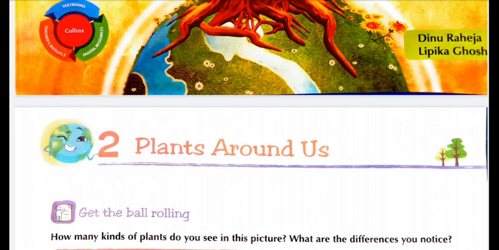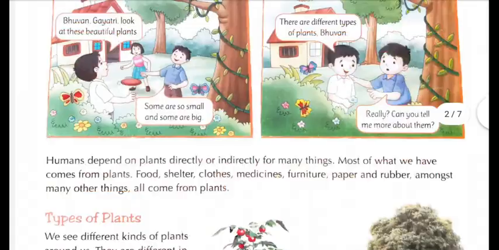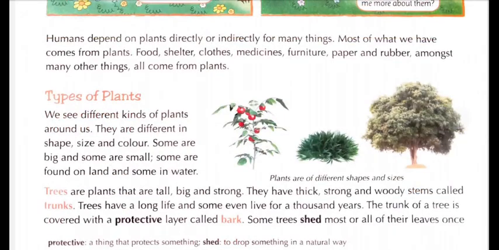Now I will read the chapter paragraph-wise, then I will explain it to you side by side. Okay, now let us begin our chapter. Humans depend on plants directly or indirectly for many things. Most of what we have comes from plants. Food, shelter, clothes, medicines, furniture, paper and rubber, amongst many other things, all come from plants.